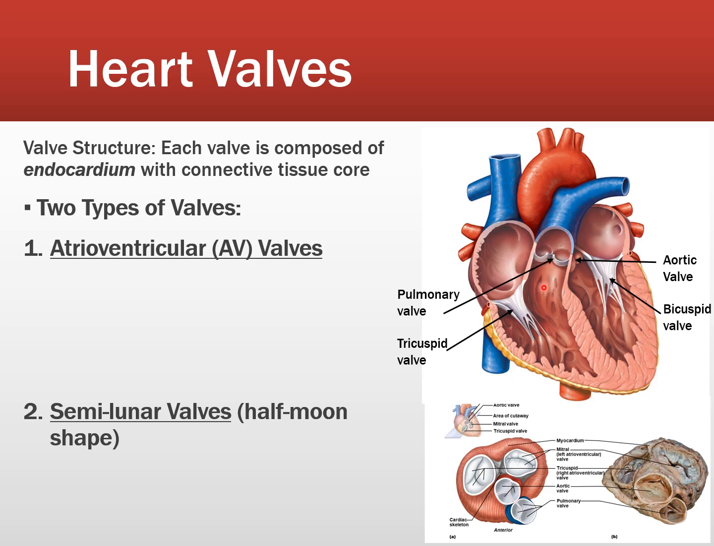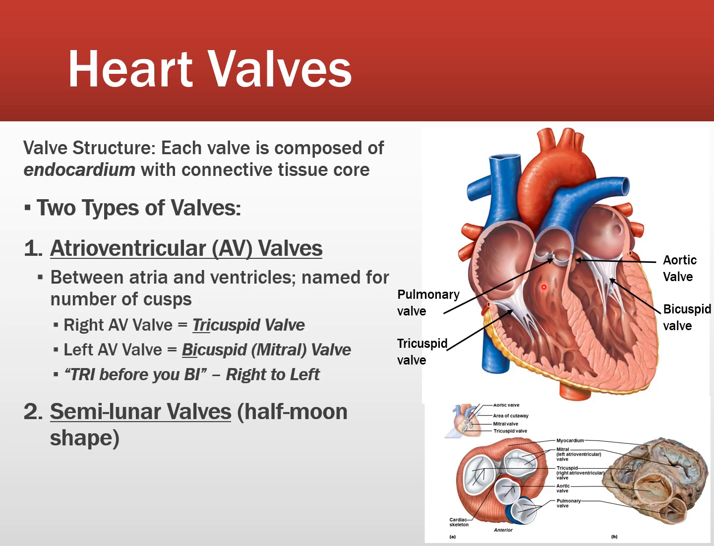So we have two different types of valves, the AV valves or atrioventricular valves, and that just means they're sitting in between the atria and the ventricles. Okay? So we have one on the right side and we have one on the left side. So tricuspid on the right, bicuspid on the left. And they're named for how many cusps or how many flaps they have in the valve. So tricuspid has 3 cusps and bicuspid has 2 cusps.